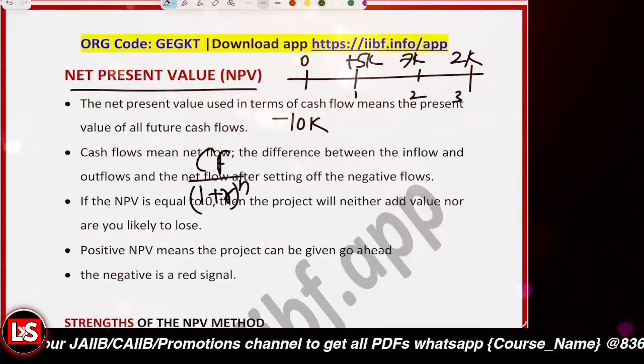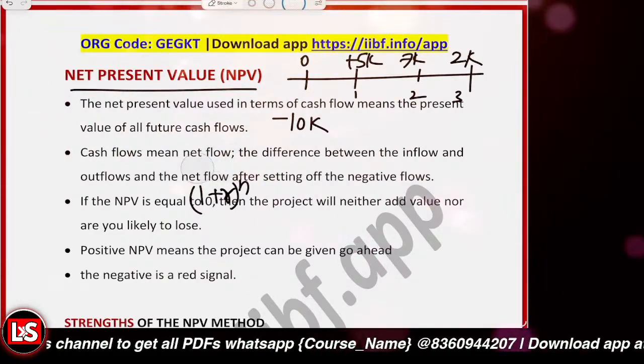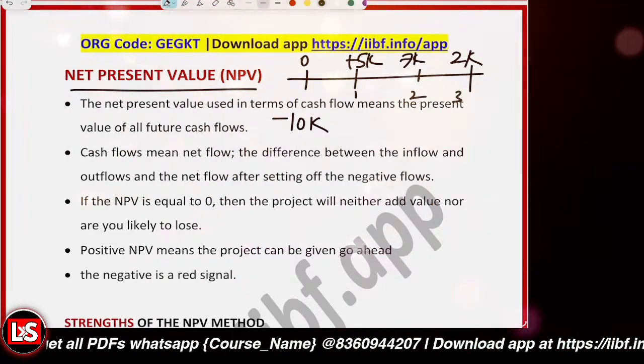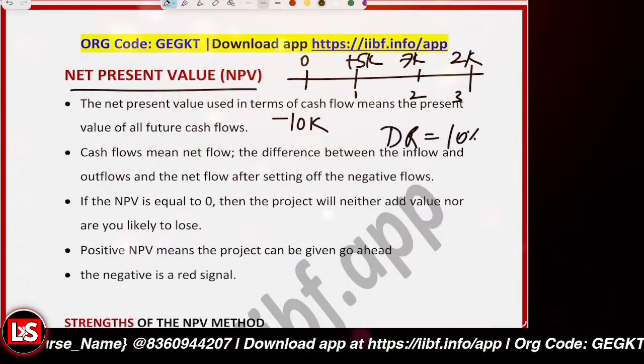Okay, so I'm to calculate it for the first year. For the first year, it will be equal to what? Let's say I'm assuming the discounting rate to be 10%.